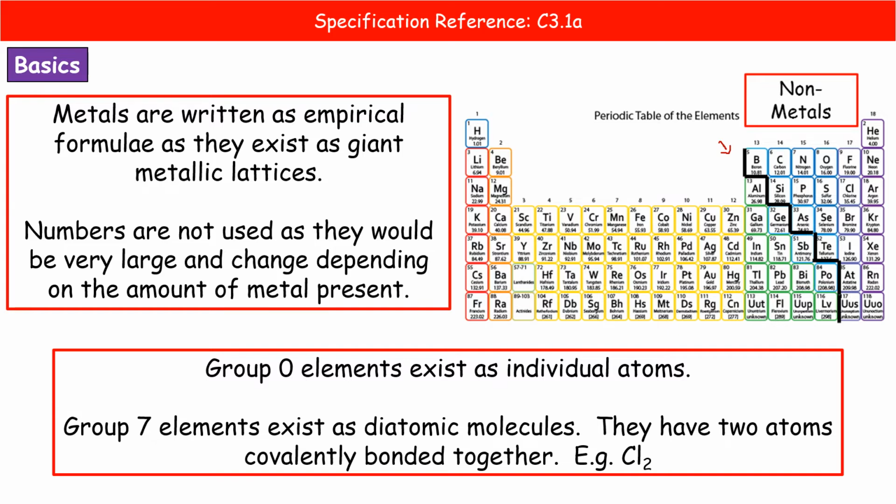When we want to write the formula for a metal, what we're actually going to use is the empirical formula. Link back to some of our earlier work there. Empirical formula is the simplest ratio of all of the atoms present within a particular chemical formula. If we're talking about a piece of zinc, for example, it only contains zinc atoms, therefore we just write it as Zn.